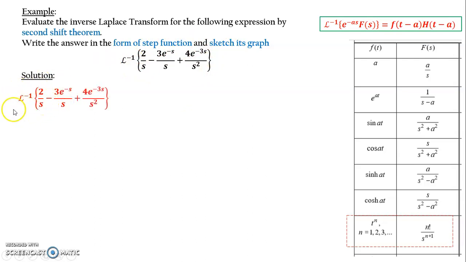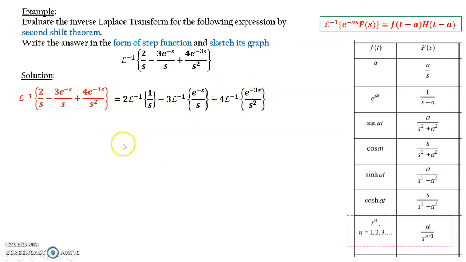In order to find the inverse Laplace transform of this function, you can apply the linearity concept. So from here you have 2 times the inverse Laplace transform of 1 over s, minus 3 times the inverse Laplace transform of e^(-s) over s, plus 4 times the inverse Laplace transform of e^(-3s) over s squared. To evaluate the first term, you can just refer to your table of Laplace transforms. For the case a over s, f(t) is equal to a. In this case, a is 1, so you multiply with 1, which gives 2. To solve the other two, you may apply the second shift theorem.